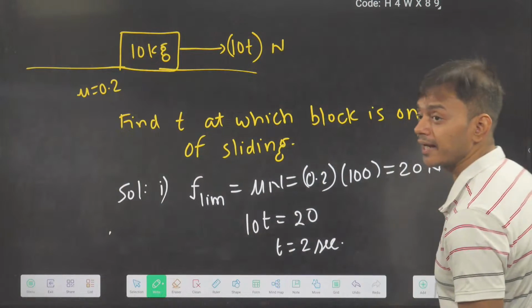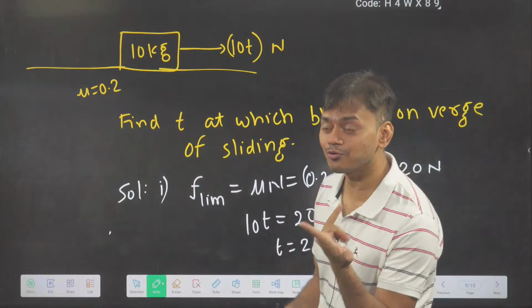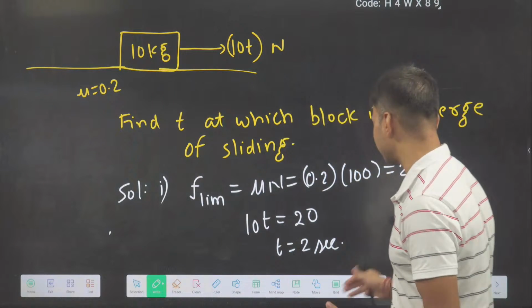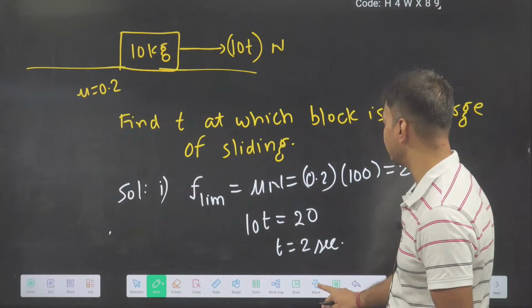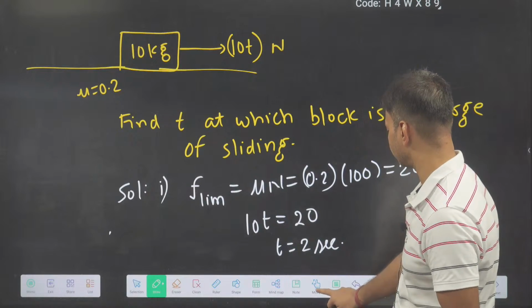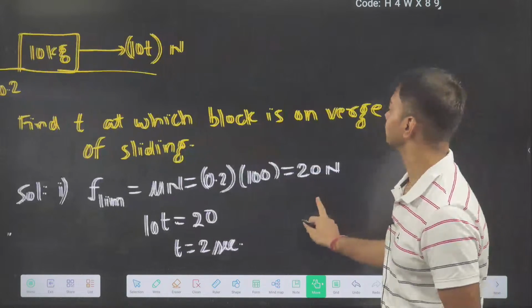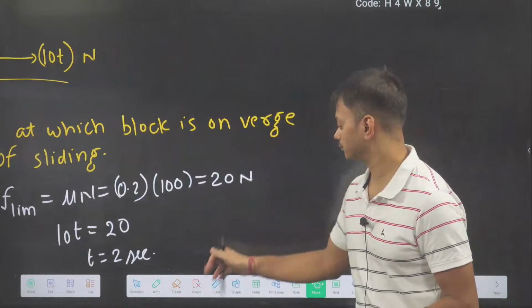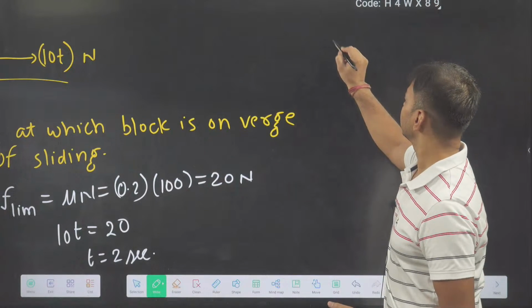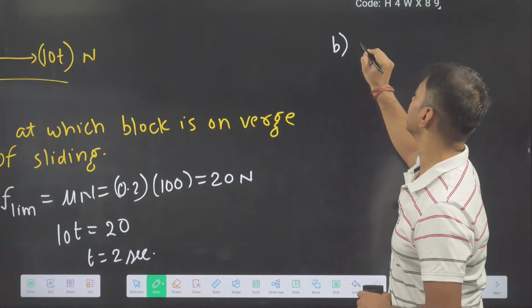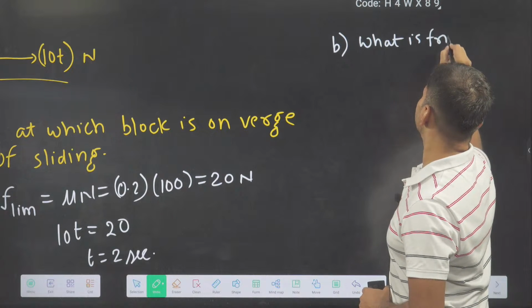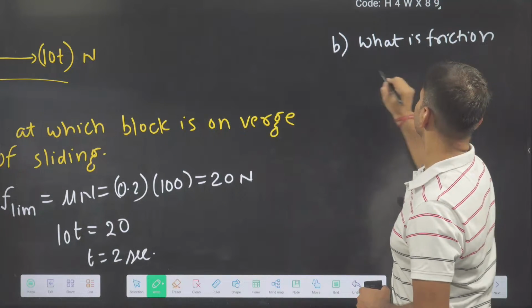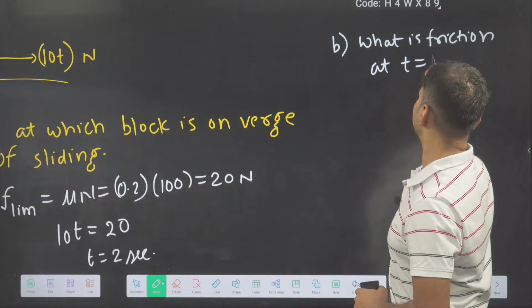So a natural question arises: what is happening at t equal to 1? What is happening at t equal to 1? Tell me, tell me. B part I am writing. What is the friction at t equal to 1 second?